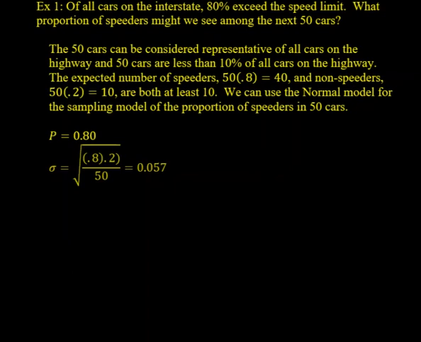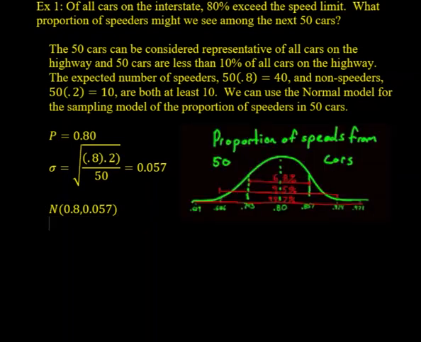So let's see what this distribution looks like. We're not finding a specific z-score. We probably want to look and see what the curve looks like itself. We'll start by giving the normal model, which is N(0.8, 0.057). So our curve, our proportion of speeders from 50, has a mean of 0.8. We have our standard deviation 0.057. So we go to 3 standard deviations, and we go ahead and sketch in that empirical rule that we saw way back in Chapter 4.